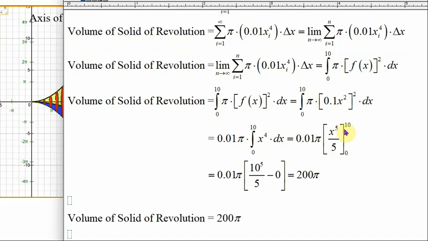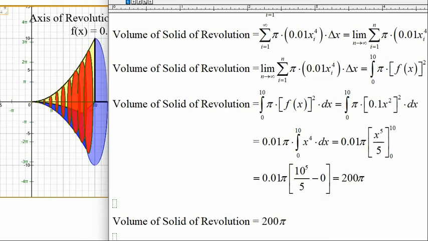And so when x is 10, we get 10 to the 5th over 5. And then when x is 0, we just get 0. And then simplify, we get 200 pi. And so the volume of the solid of revolution would be 200 pi. And so we just found the volume of the solid of revolution by using the definite integral.